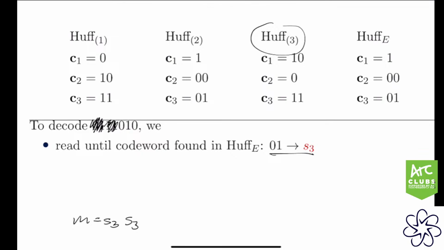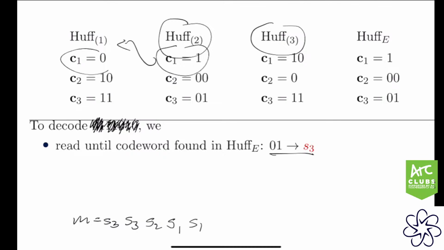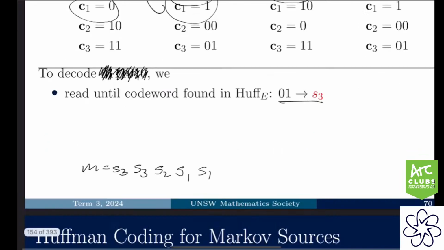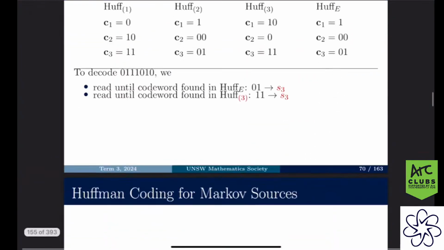Well, we just got S3, so we want to continue in Huff 3. And we just continue until we see a code word. Hey, 01 is a code word, so our message is going to have an S2 in it. Now, because we just have an S2, we have to go over to Huff 2 and continue reading. This is going to turn out to be S1 and S1 if we continue to go through this. Yep, so that's how you decode a Huffman message.